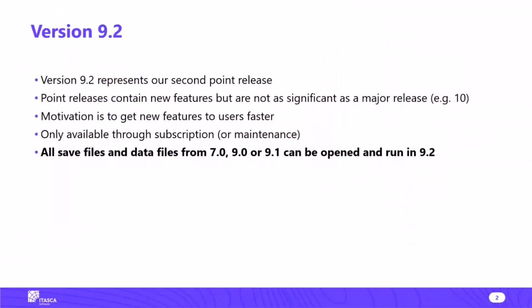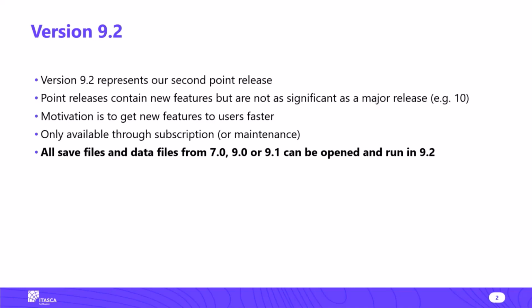So first, just a few words about point releases. Version 9.2 is our second point release. We did a version 9.1 about 6 months ago. This is a little bit of a departure for us. Traditionally, we've just done major releases approximately every 3 years. The purpose of these point releases is to try and get new features out to the users faster.